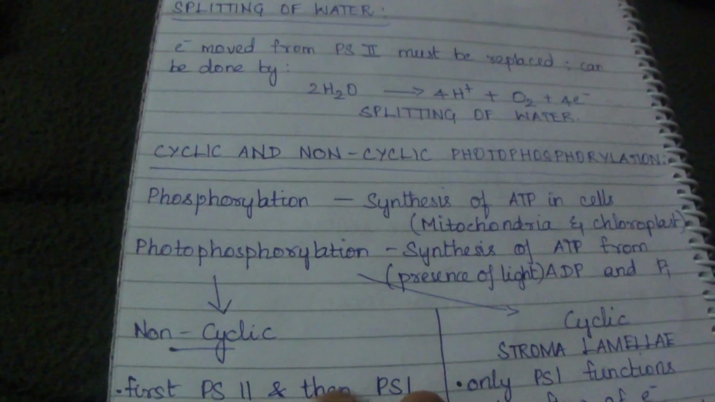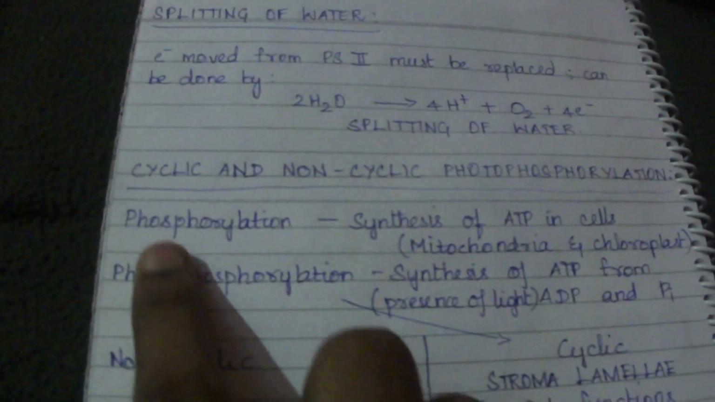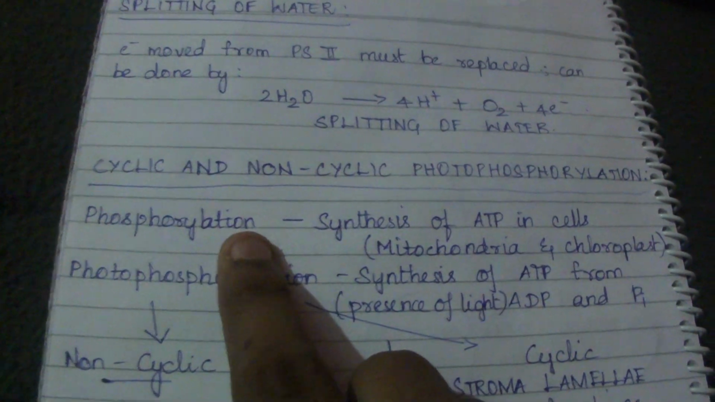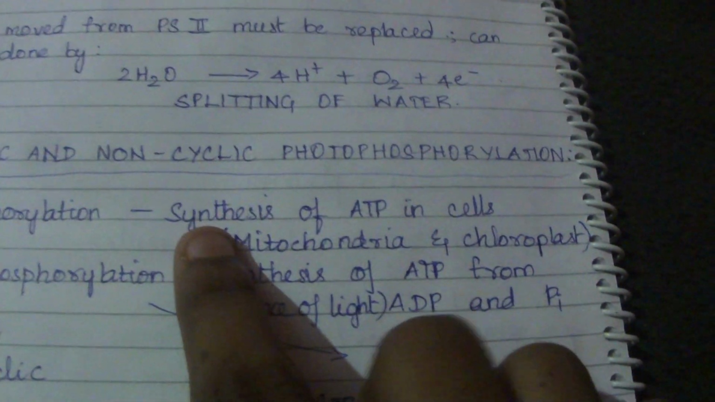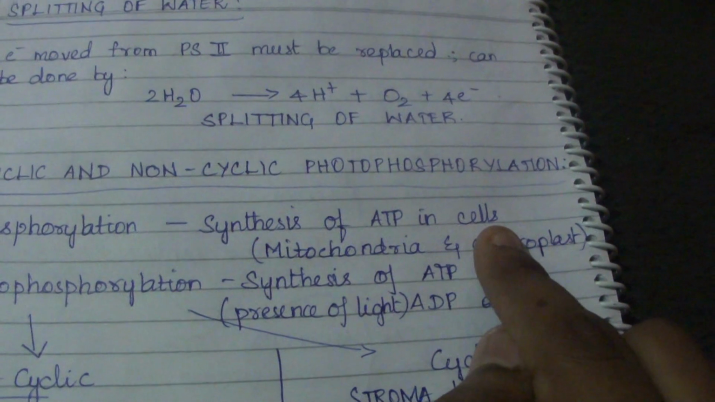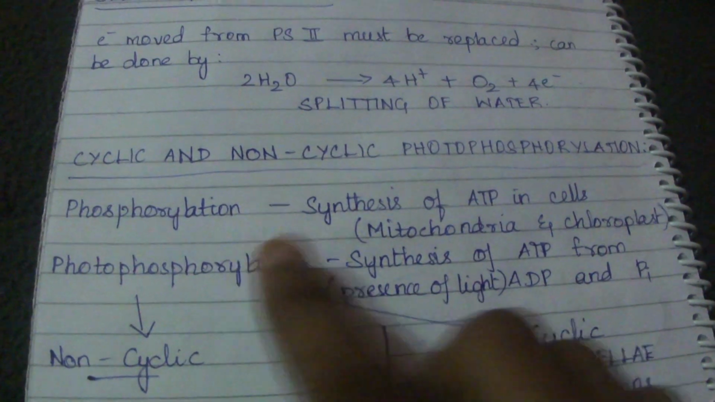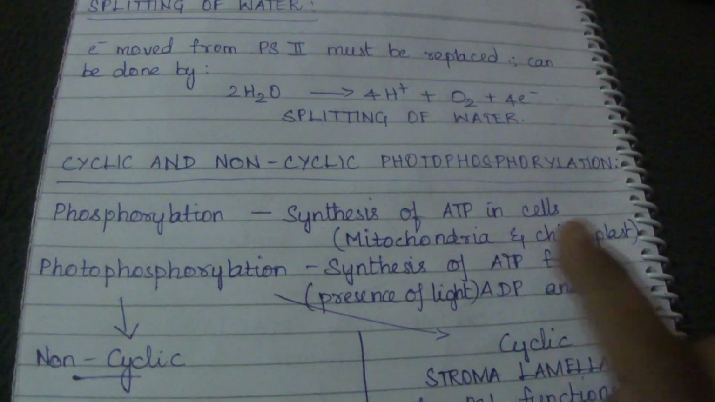Now we have to know about cyclic and non-cyclic photophosphorylation. What is phosphorylation first of all? Phosphorylation is the process of synthesis of ATP in cells. In mitochondria and chloroplast, ATP is synthesized in cells. So synthesis of ATP in cells is known as phosphorylation, and it occurs in mitochondria and chloroplast.